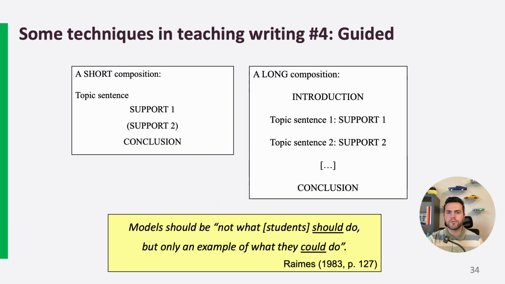This technique gives students a structural framework for their writing. For shorter pieces, we guide them to include a topic sentence, one or two supporting ideas, and a conclusion. For longer pieces, however, we expand that structure and start with an introduction, followed by multiple topic sentences and supporting details, and wrapping up with a conclusion. But it's key to remember, these are just models, not strict rules. As Reims puts it, models should show what students could do, not what they should do.